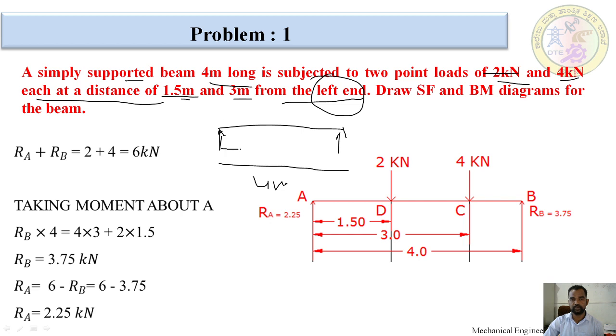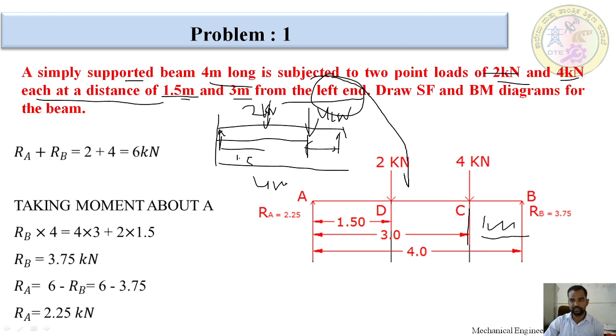From here, at 1.5 meter, the load is given. This is 2 kilonewton, and again from the left support they have given 3 meter, where there is another load of magnitude 4 kilonewton. This distance would be, total is 4, already up to here we have 3, so this part is 1 meter. This is how the word format is converted into this diagram format.